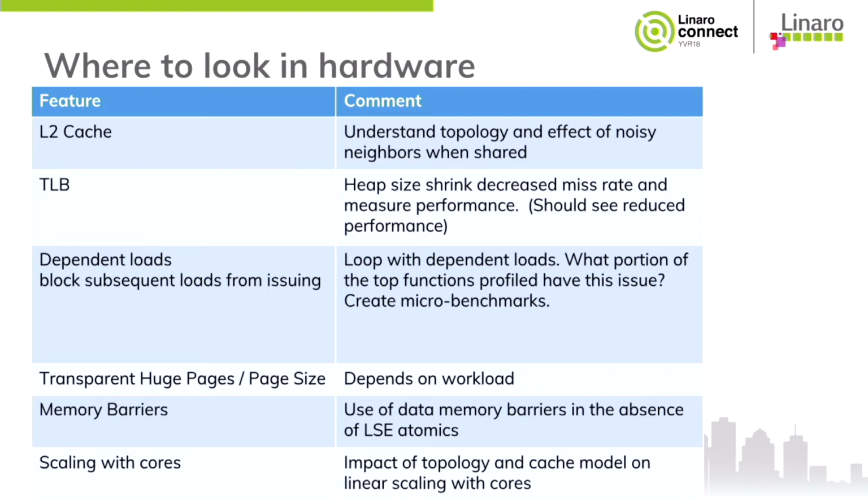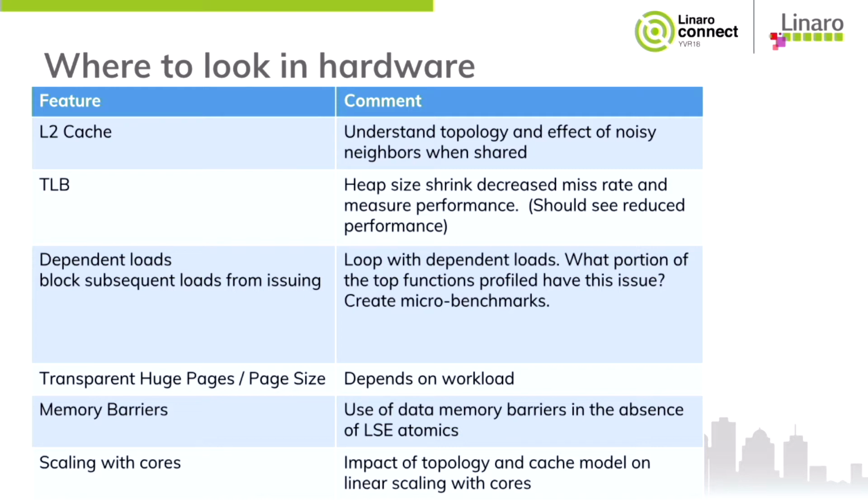Variations in terms of your workload. Memory barriers: use of data memory barriers in the absence of LSE atomics. If you're not on 8.1, then maybe you're using DMBs, right? And DMBs can be expensive, somewhat, and it also depends on your own microarchitecture, to what extent they can affect your execution. But again, this is all part of your profiling as you're looking at some of your execution.